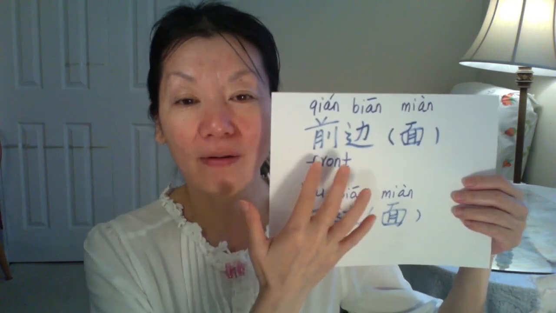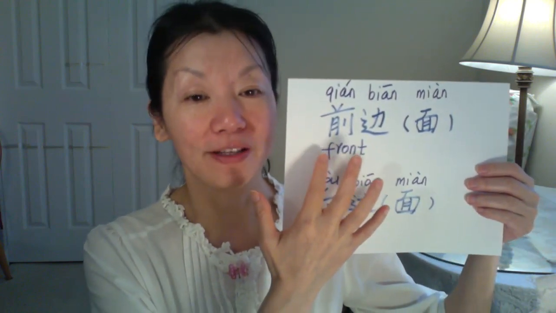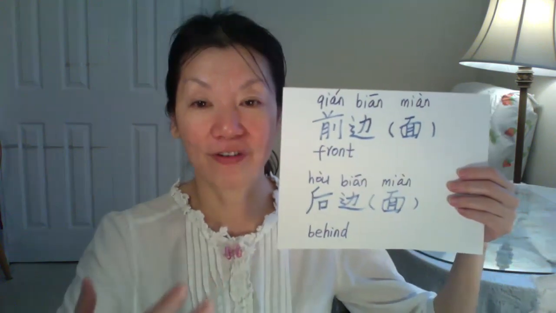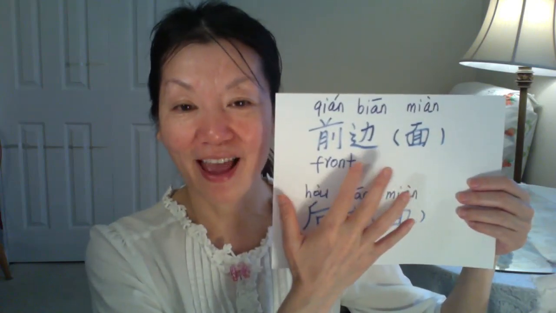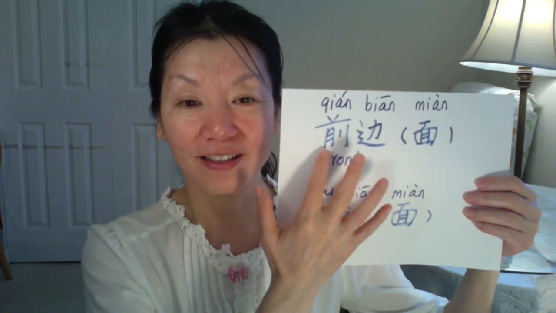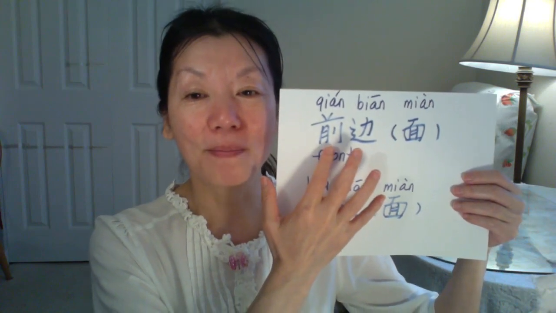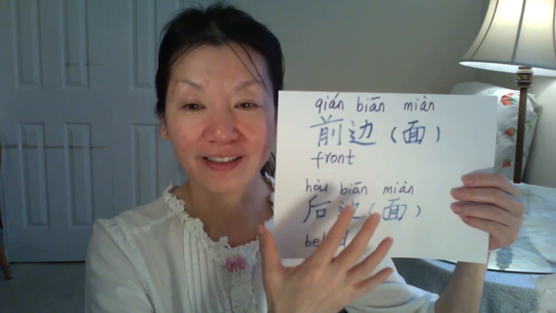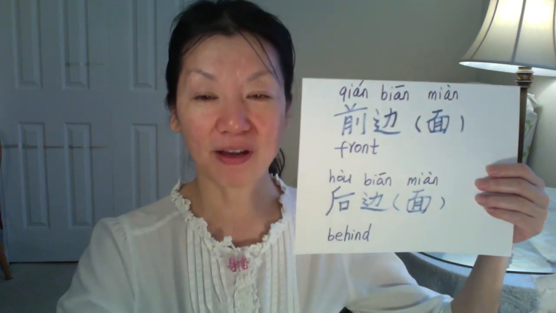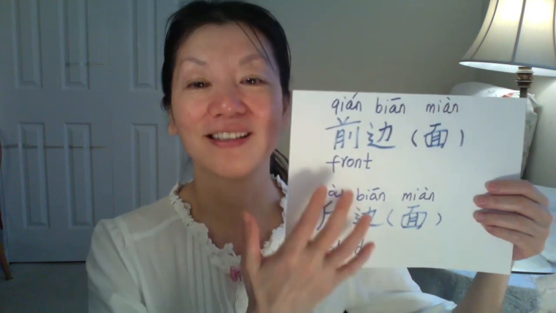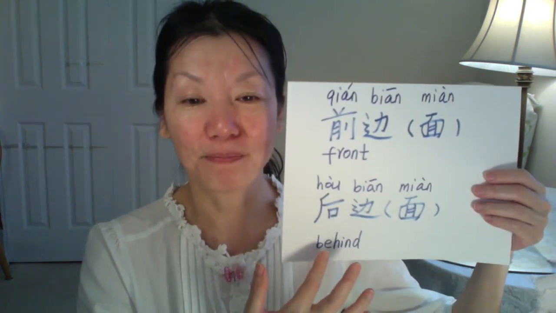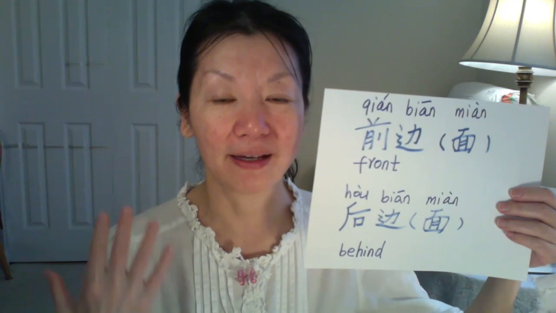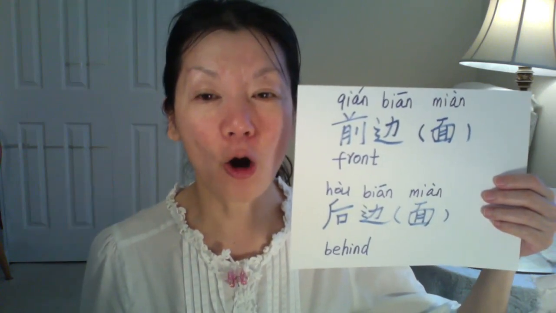Again, you can say 前, and also you can say 前边, front part, because I add the 边, or I can say 前面, both mean front. The character 前 by itself means front, this side, you see my face, this side, front. The character 后 by itself means behind. You see my back, my body's back here. We say 后.